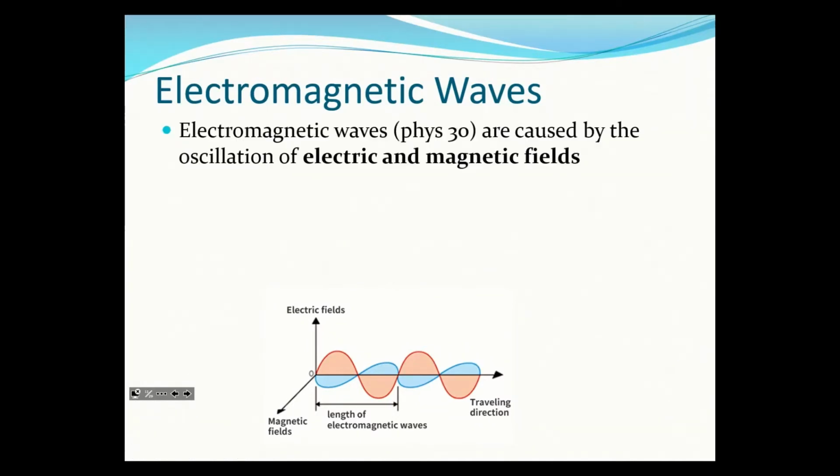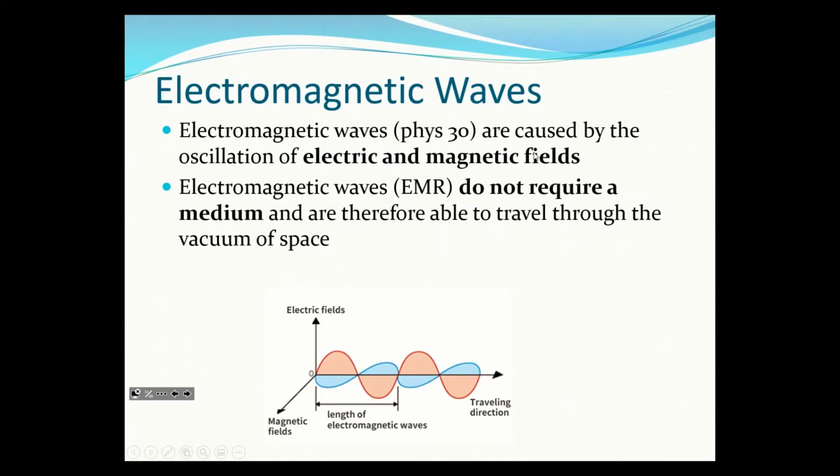So electromagnetic waves are caused by oscillating electric and magnetic fields. These are the waves that we're going to study in Physics 30. Electromagnetic waves, or EMR, electromagnetic radiation, don't require a medium, and they're able to travel through the vacuum of space. So electromagnetic waves, such as light, are able to travel through space, where there is no medium, because they create their own medium. Okay, and all EMR, all light, travels at the speed of light.